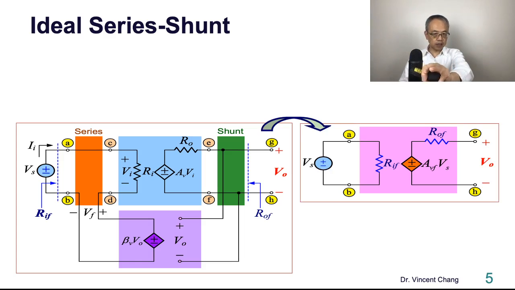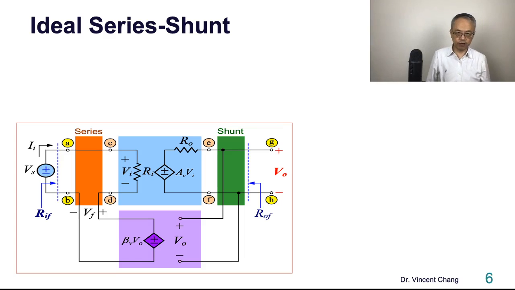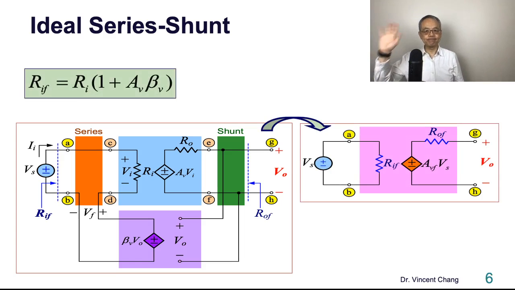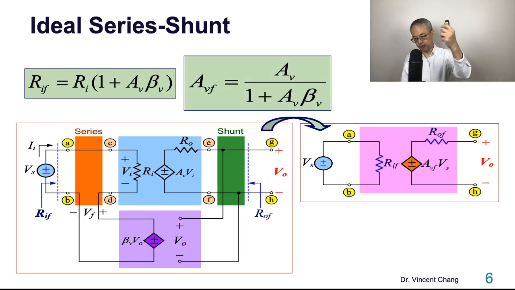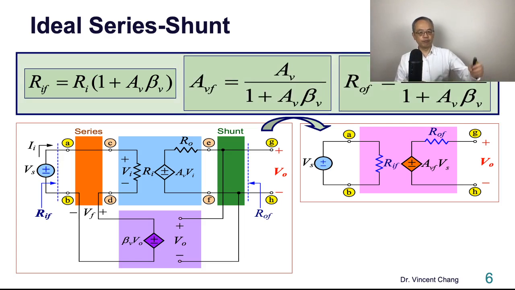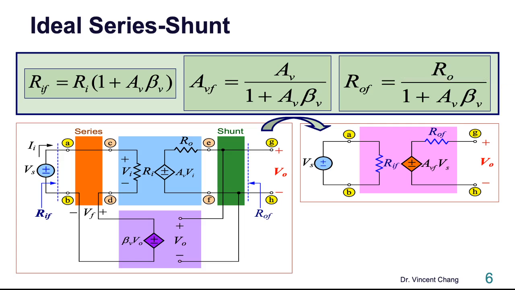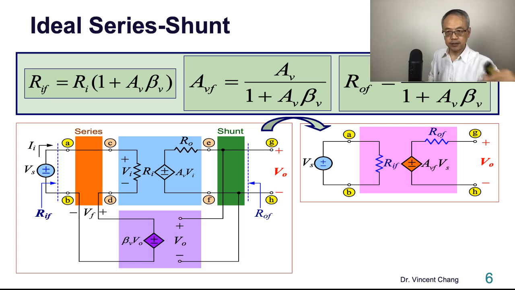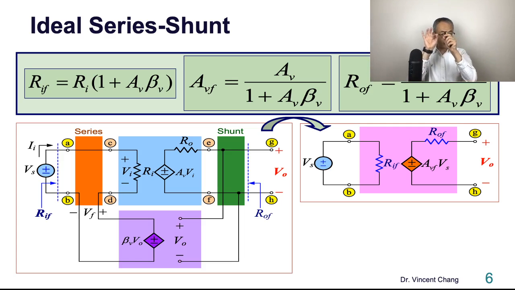And then we can consolidate and reduce the complicated left-hand side into a more simplified version of the ideal series-shunt feedback. And then here's the outcome, the closed loop voltage gain AVF. You should be very familiar with this. But the key point is the ideal.